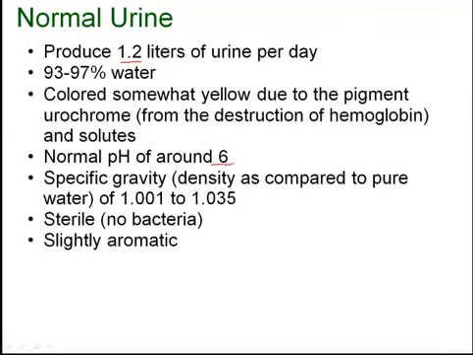Urine is usually slightly acidic, with a pH of around 6. Specific gravity is very close to water. It actually should have no bacteria in it. It is considered sterile until it leaves your body. And it can be slightly aromatic, and that can depend on the types of things that you've had to secrete out of your blood, depending on what you eat and things like that.